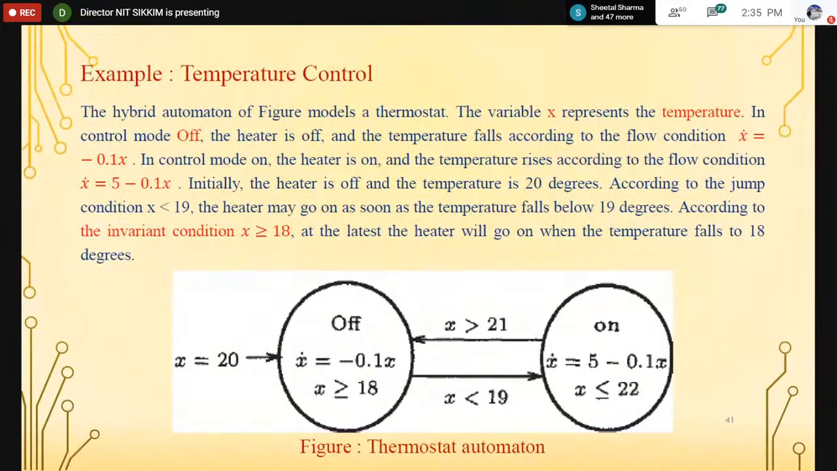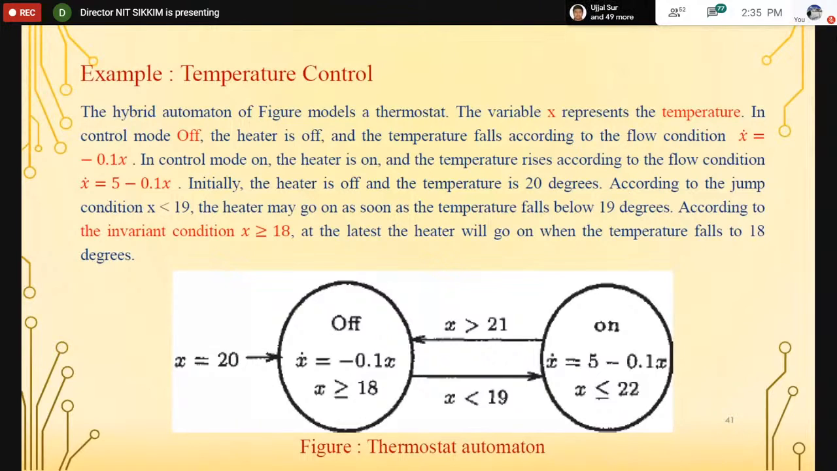So we denote the flow condition X dot, which is dx upon dt. It's a differential equation, a very simple one. So you provide the rate of rise or the fall of the temperature. In control mode on, the heater is on, and the temperature rises according to the flow condition. Initially, the heater is off and temperature is 20 degrees. According to the jump condition, when X is less than 19, the heater may go on. Okay, because this is greater than 18.